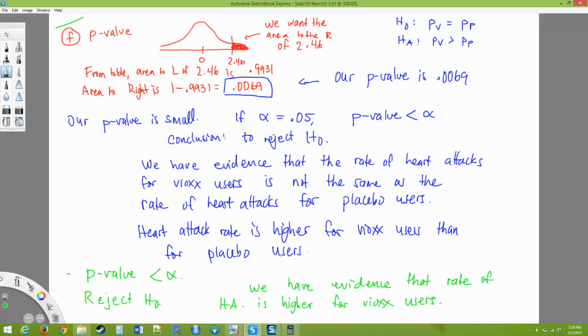Okay? Yes? If alpha is not given, should we generally assume 0.05? Yeah, if alpha is not stated, assume alpha is 0.05. Okay? The problem might state to use a different alpha, but if it's not stated, assume that it's 5%. That's 0.05, 5%.